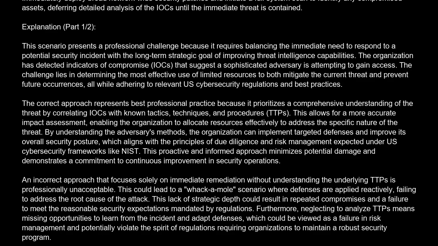An incorrect approach that focuses solely on immediate remediation without understanding the underlying TTPs is professionally unacceptable. This could lead to a whack-a-mole scenario where defenses are applied reactively, failing to address the root cause of the attack. This lack of strategic depth could result in repeated compromises and a failure to meet the reasonable security expectations mandated by regulations. Furthermore, neglecting to analyze TTPs means missing opportunities to learn from the incident and adapt defenses, which could be viewed as a failure in risk management and potentially violate the spirit of regulations requiring organizations to maintain a robust security program.